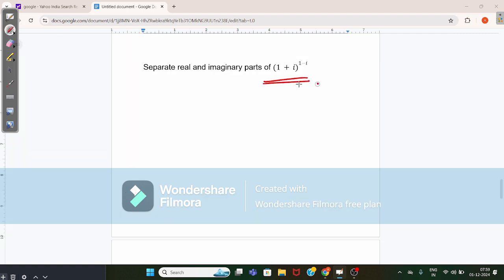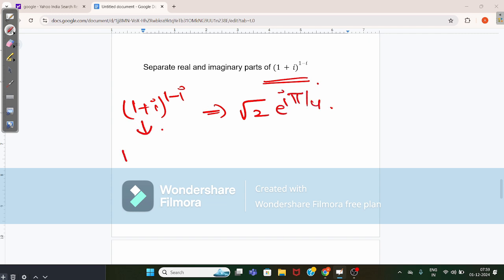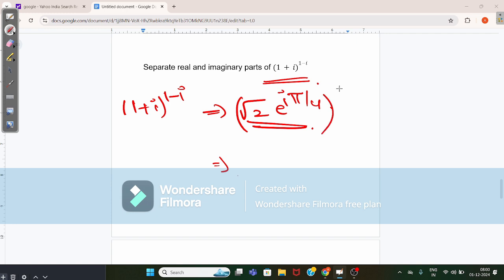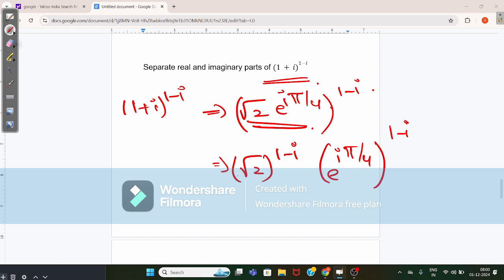Now consider this question: (1 plus i) whole power (1 minus i). This can be written as root 2 e power i pi by 4. Here root 2 is the magnitude, root of 1 plus 1, and pi by 4 comes from tan inverse of 1 by 1. So now, whole power 1 minus i, this can be written as root 2 e power i pi by 4, power 1 minus i.